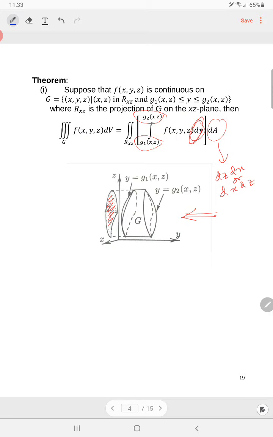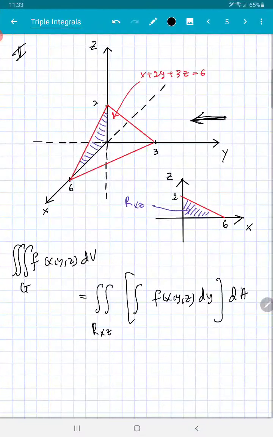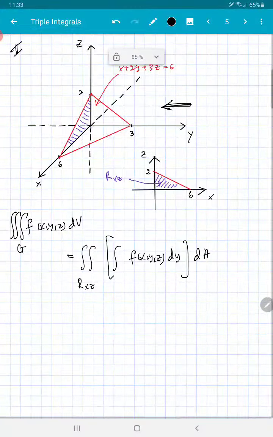So the upper limit for y would be the right surface, and the lower limit would be the left surface. So it's going to be y equals a function. Okay, all right, now going back to our problem here, example number 2.